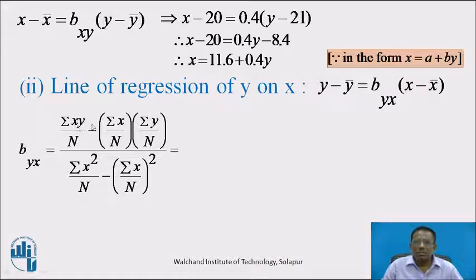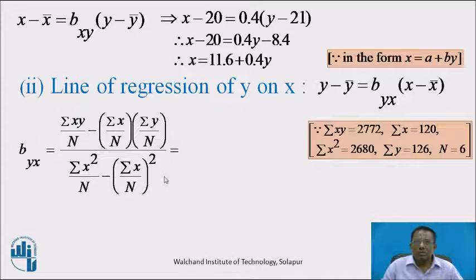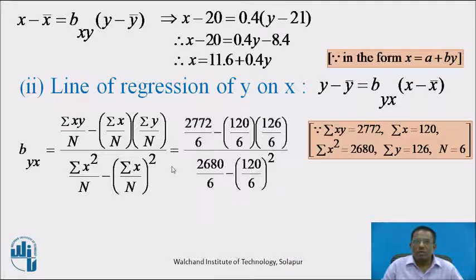The formula is (summation xy upon n minus summation x upon n into summation y upon n) whole divided by (summation x square upon n minus (summation x upon n) square). Now, substitute the values of summation xy, summation x, summation y, summation x square, summation x and n. So, we get 2772 upon 6 minus 120 upon 6 into 126 upon 6, whole divided by 2680 upon 6 minus (120 upon 6) square.